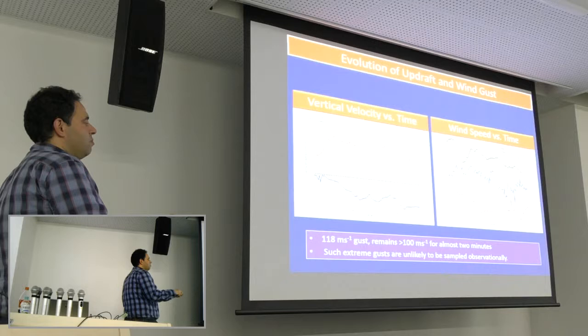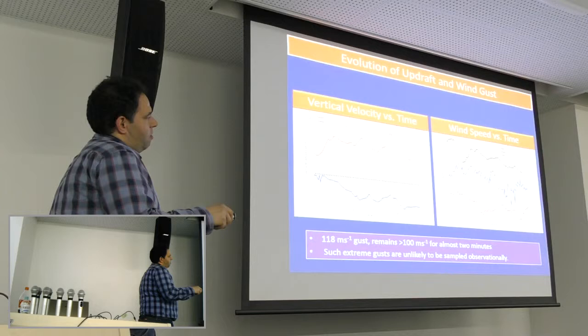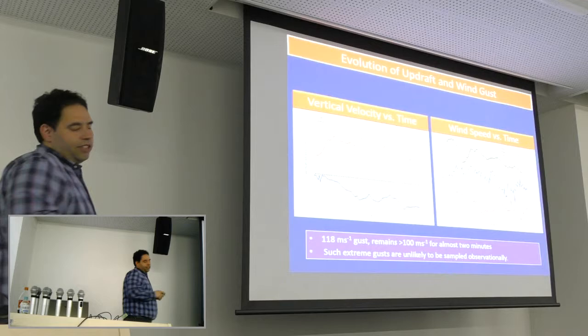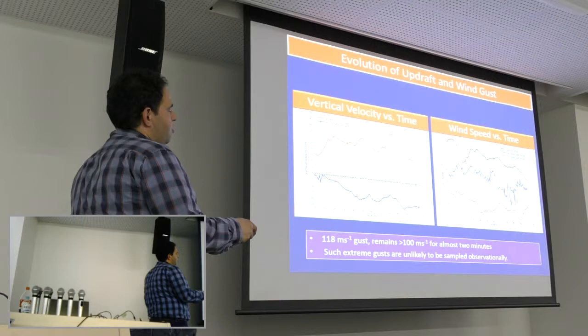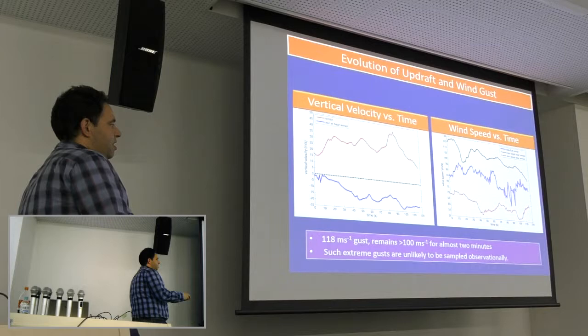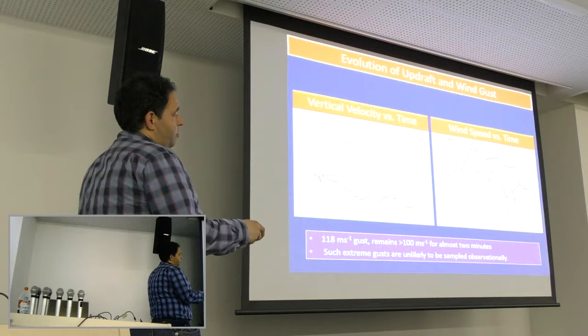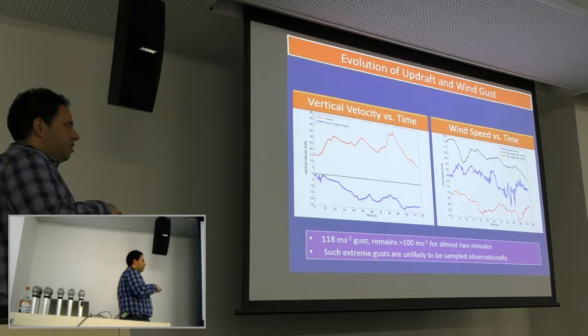On the right, the black line here is the maximum wind speed that's within 500 meters of the peak updraft. So that's wherever this maximum wind speed is. And starting from about 115, 118 meters per second, there's a lot of variation in time. It decreases by 15 meters per second over only 20 seconds, and increases again, and then kind of slowly starts to decrease with time. But there's a greater than 100 meter per second wind speed associated with this feature for almost 2 minutes.